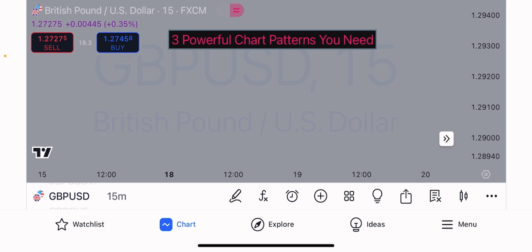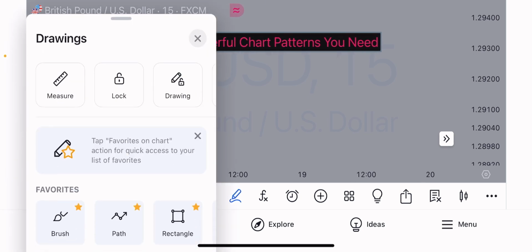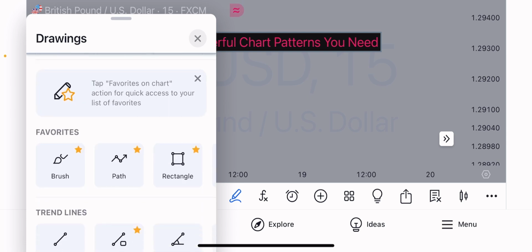But there are three powerful chart patterns that you need. One of them can be used in any market, be it a bullish market or a bearish market, whichever direction the market is headed. The others are used for specific directions of the market. They are just like opposites of each other. Firstly, we're going to be talking about the symmetrical triangle.